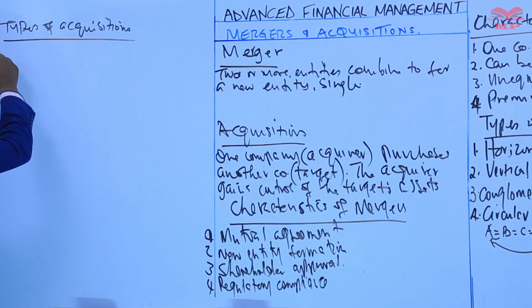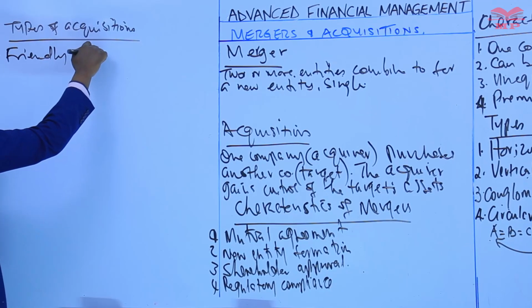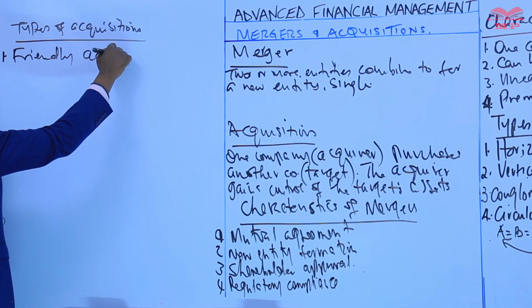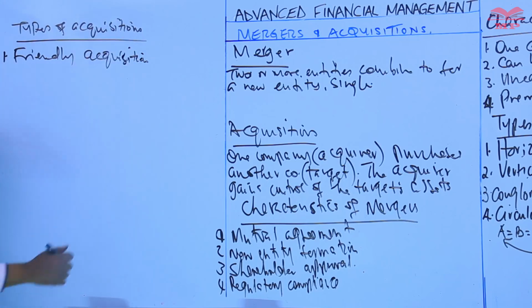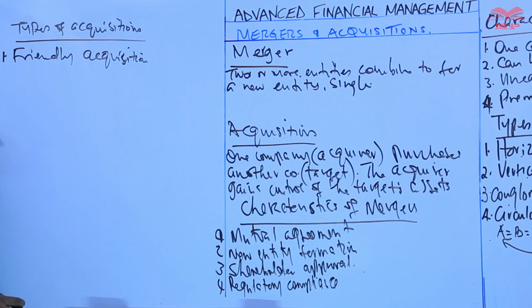Number 1 type is friendly acquisition. A friendly acquisition is where the target company's consent is sought. In a friendly acquisition, the target company agrees to be acquired. For example, a target company accepting a takeover from an acquirer.